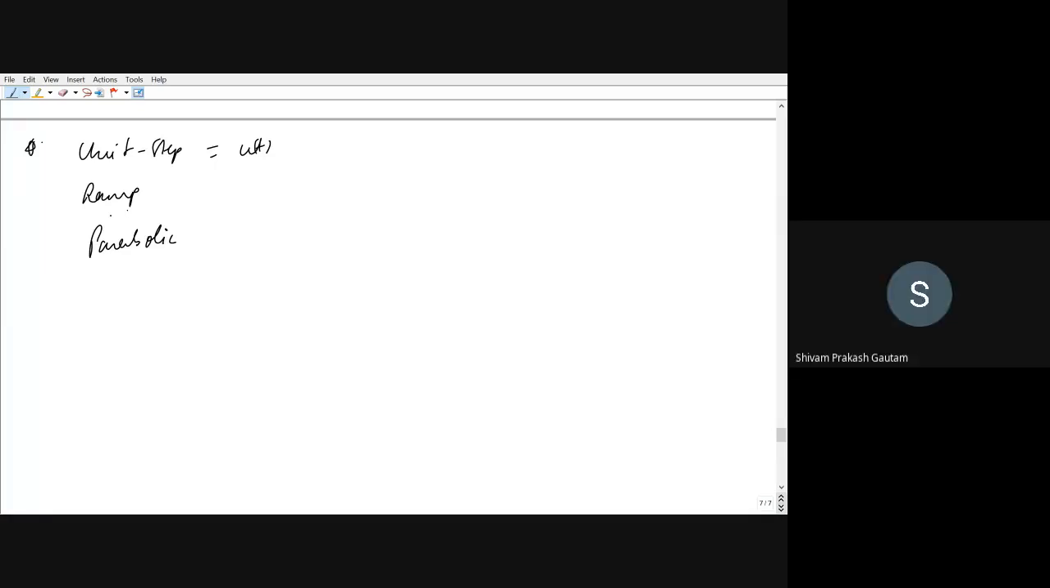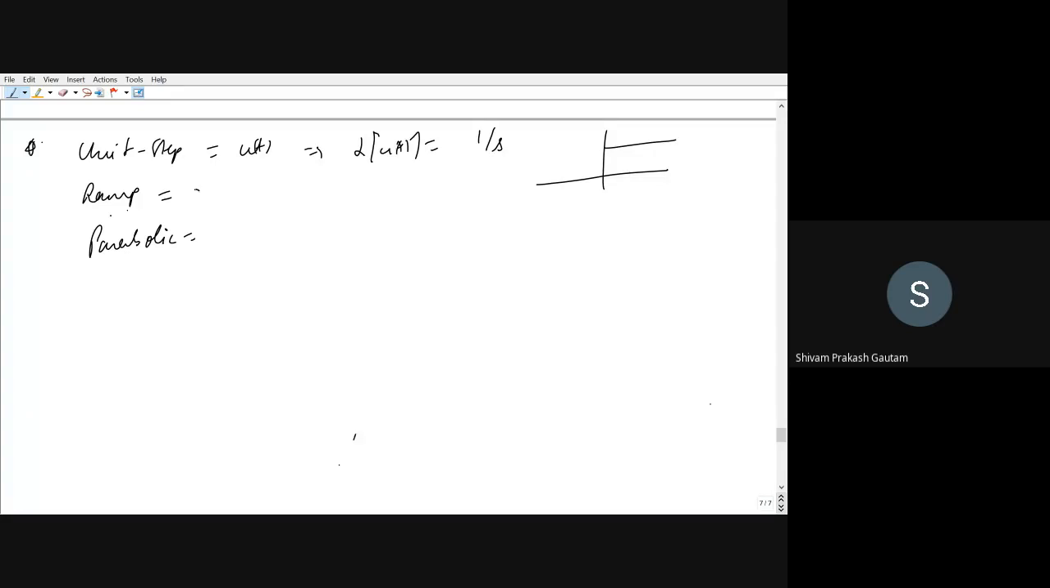Okay. Let's give it another try. So we have seen a few standard functions. The first one is the unit step function. It is denoted by u of t, and we have seen that the Laplace transform of u of t is 1 upon s. And how does that function look? It looks like this, right?